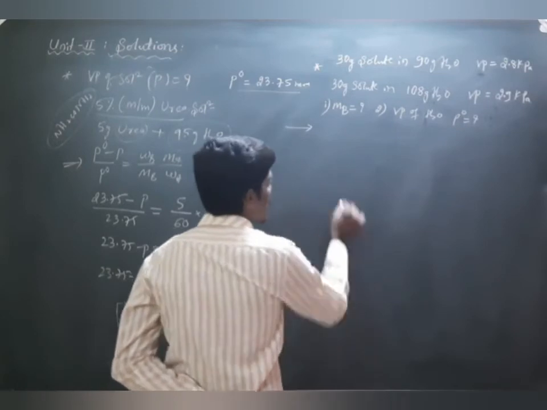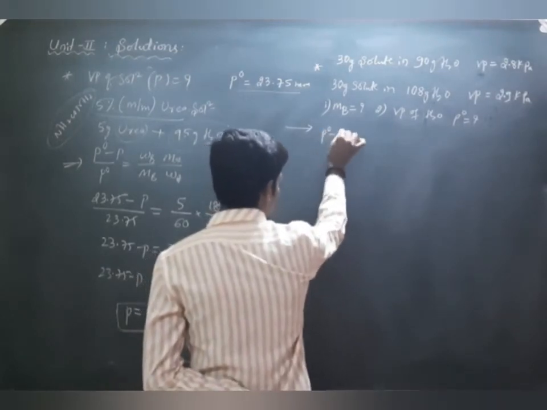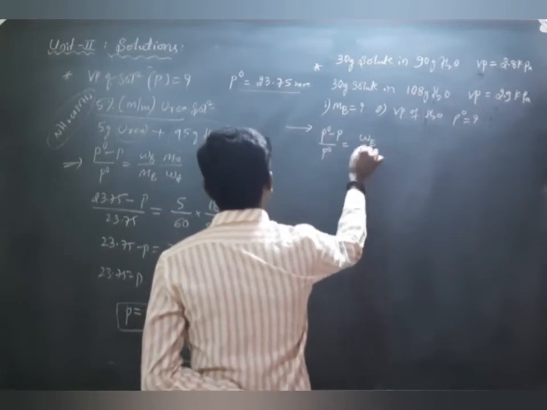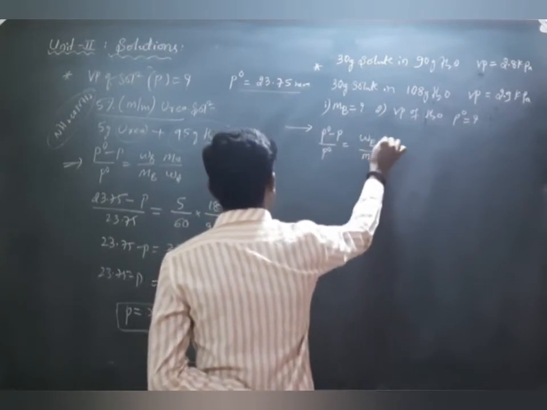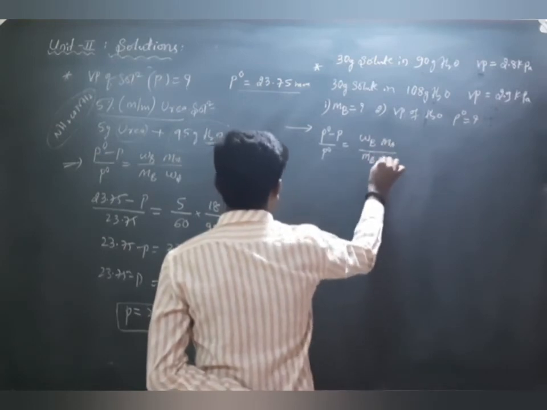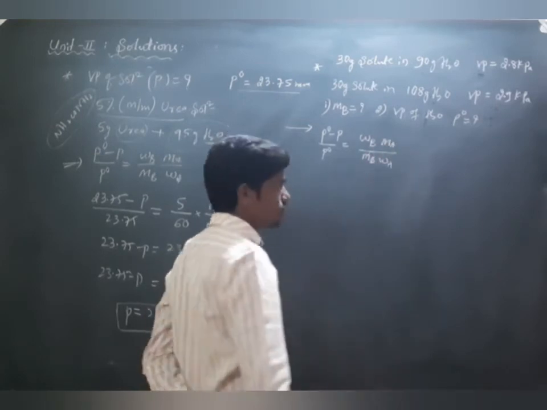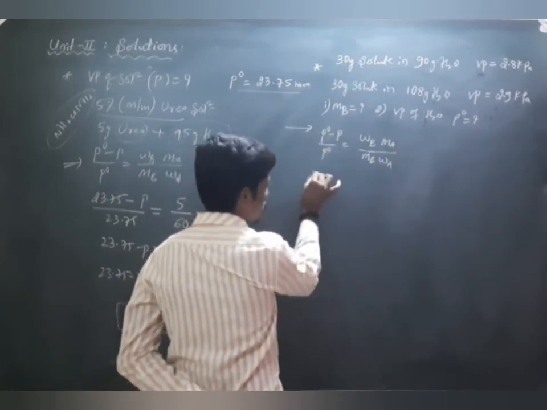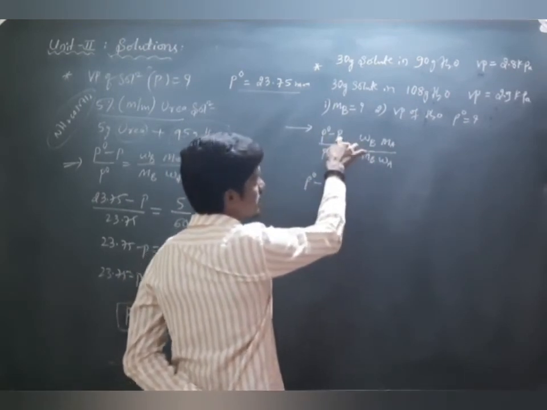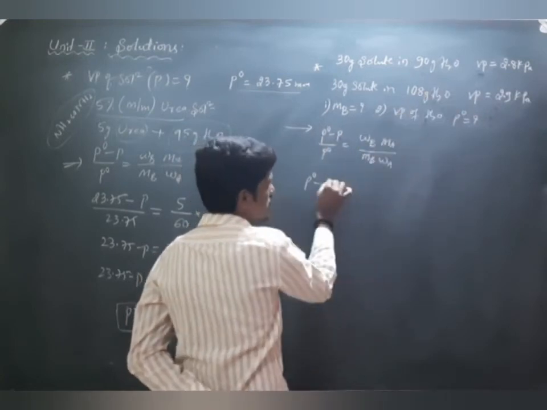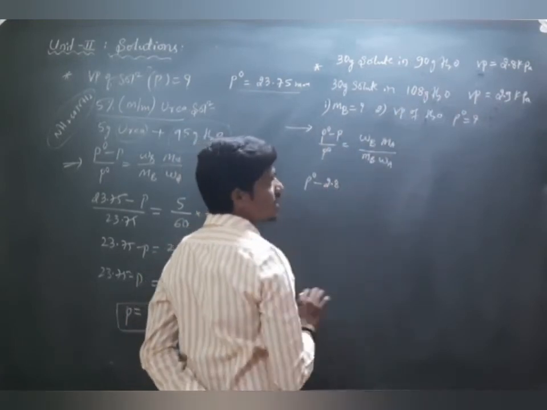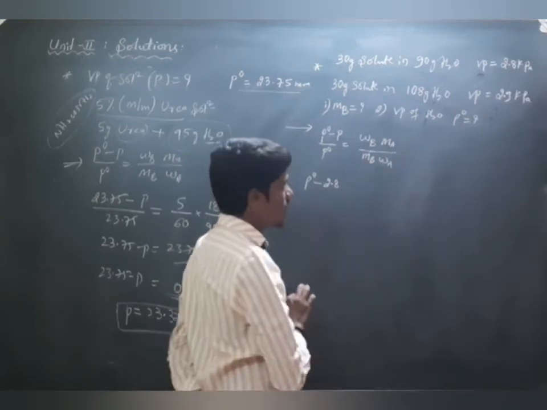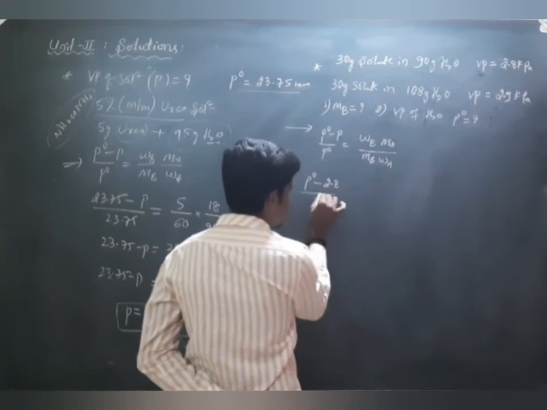So put the formula: (P naught minus P) divided by P naught is equal to WB by MB, times MA divided by WA. This is the first one. So substitute the values. P naught value is not given. In the first case, the vapor pressure P is 2.8 kilopascal. Both are given in kilopascal itself, so I am just using 2.8 divided by P naught.